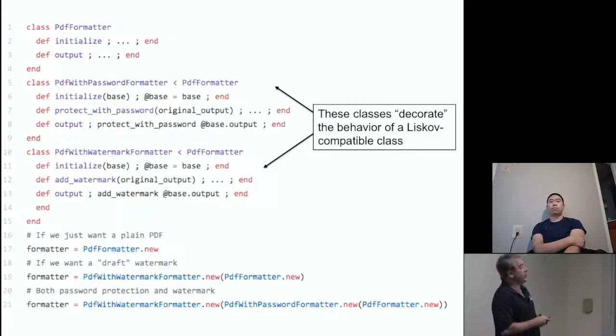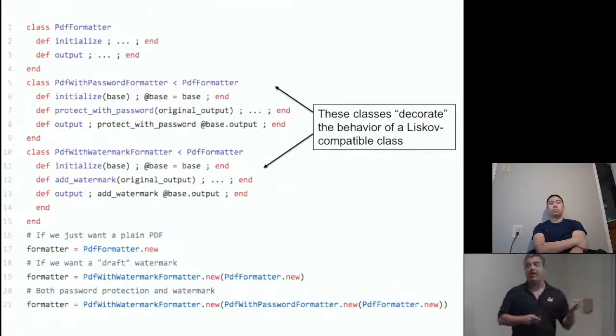Let's do a different decoration. Same idea here. PDF with watermark formatter. When I am called, I will retain a copy of the object that owns me. And when I'm called to actually do some work, I can first delegate most of the base work to be done with my original class, with the object that owns me. And then I will add my little special function of watermark on top of that.